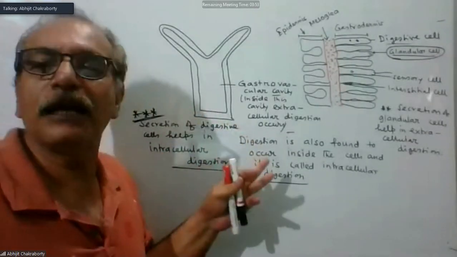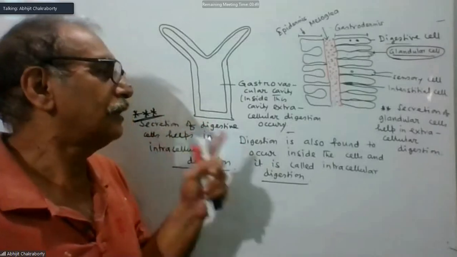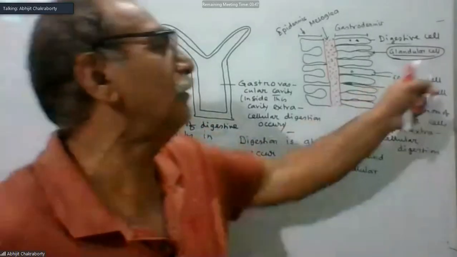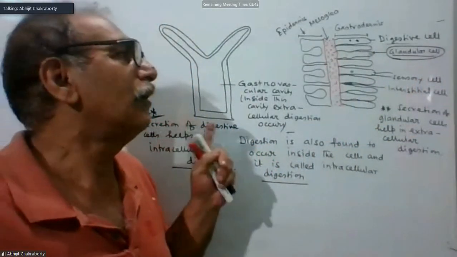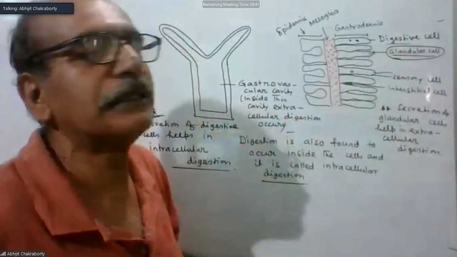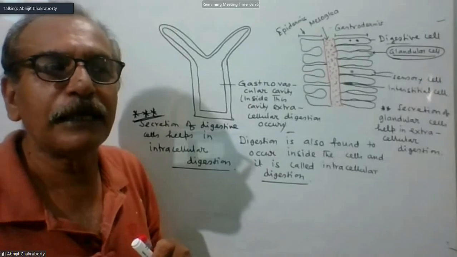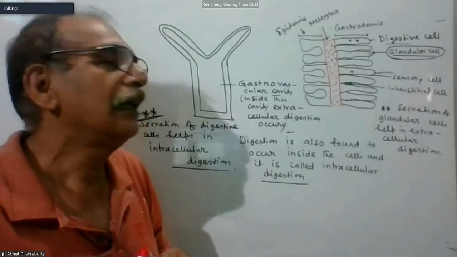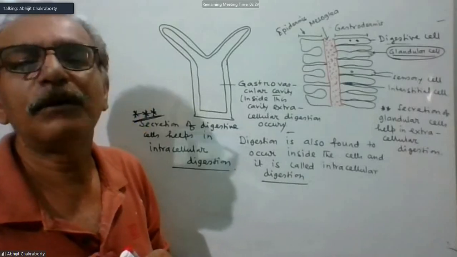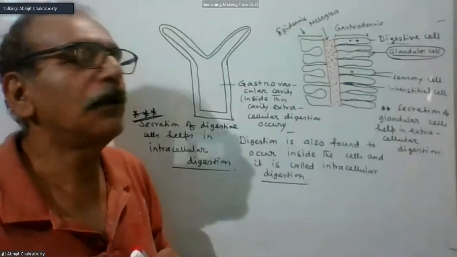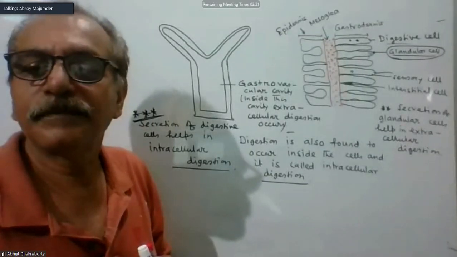So, for both types of digestion, enzymes are required. For extracellular digestion, enzymes come from the glandular cell found in the gastrodermis. And for intracellular digestion, the digestive cells of the gastrodermis secrete enzymes. So intracellular digestion is carried out by the enzyme secreted by the digestive cell, and extracellular digestion is carried out by the enzyme secreted by the glandular cell, or sometimes called gland cell. Clear? Yes, sir.